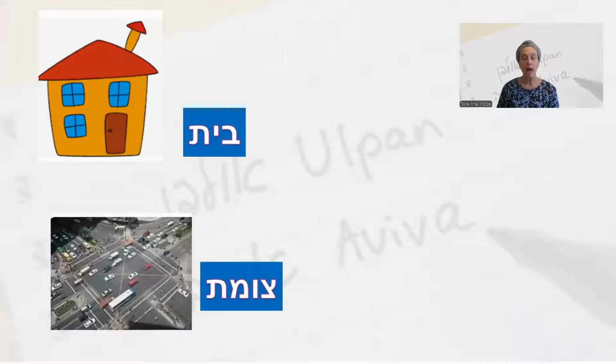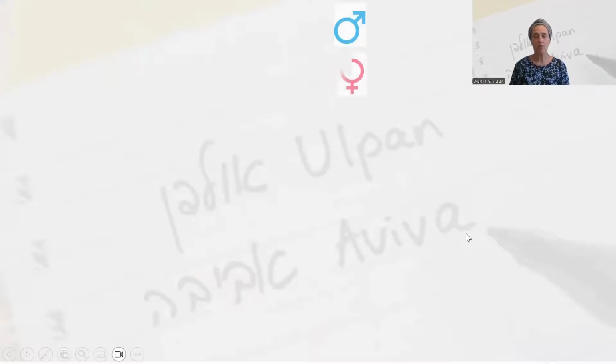So we now understand how to recognize nouns in the singular form. I repeat, in the singular form. If they end with a taf or a kamatz hey, they are usually feminine, and all others are masculine. Obviously, if they belong to one of the exceptional groups, or just odd ones out that you just need to remember. Let's go back to our rules.